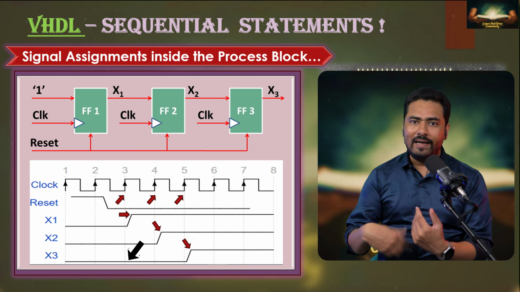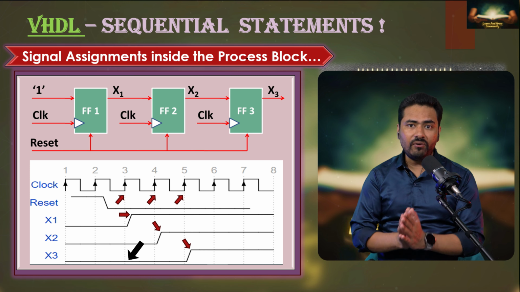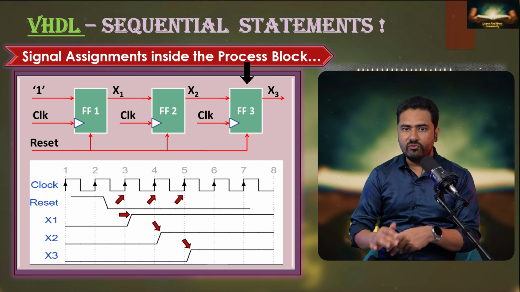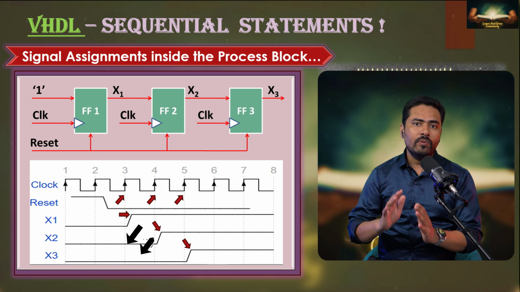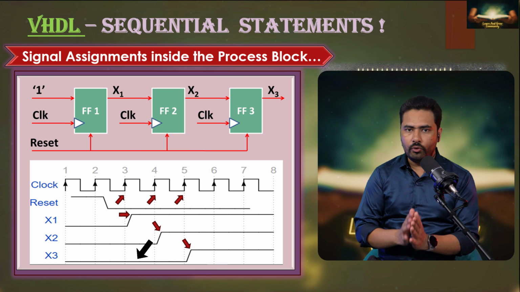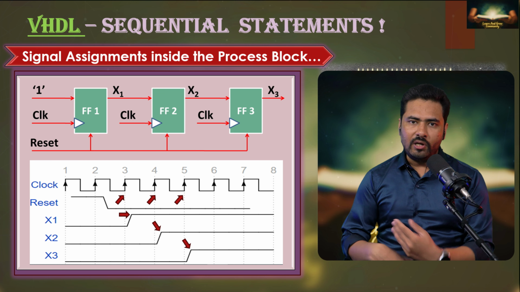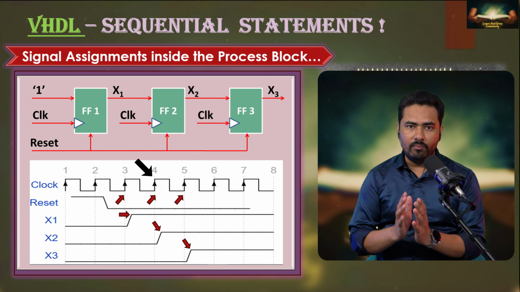Same way, at the rising edge of clock cycle 3, FF3 also captures the state of signal X2. Since X2 is 0 on the third edge, X2 also remains 0 during the third clock edge. Now let's look at clock edge number 4.